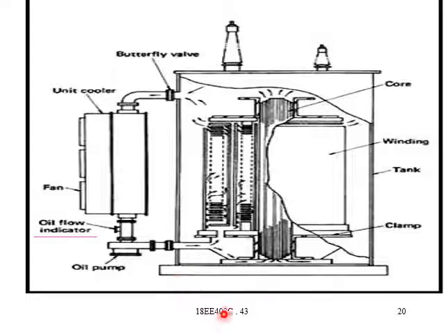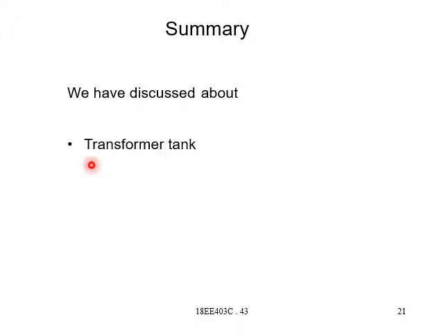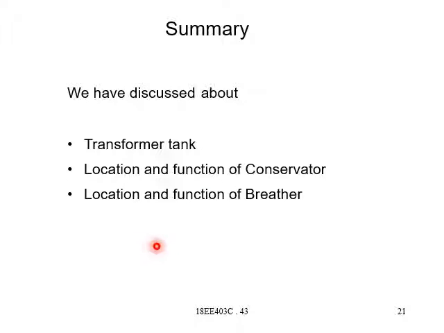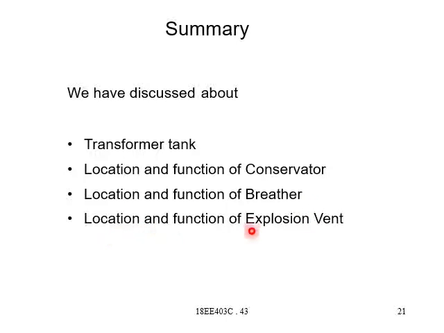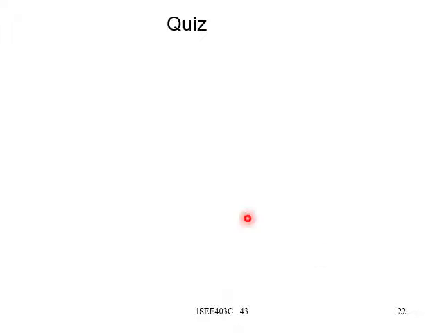Moving on to the next slide. It's end of the session, so we'll see a small summary. What we have discussed about is a transformer tank, location and function of conservator, location and function of breather, location and function of explosion vent, location and function of oil level indicator. Let us see a small quiz involved in this.